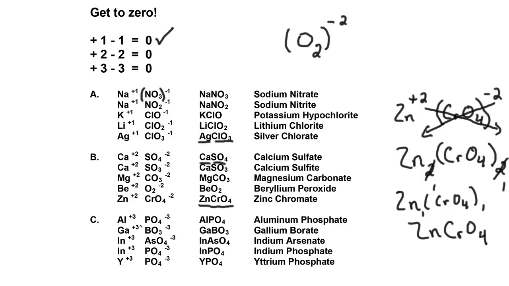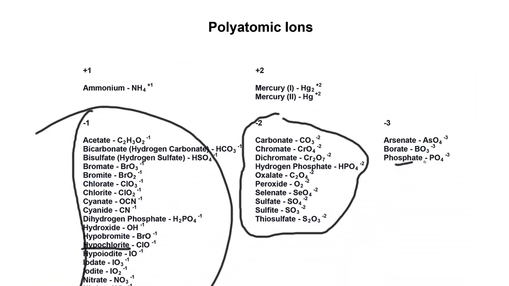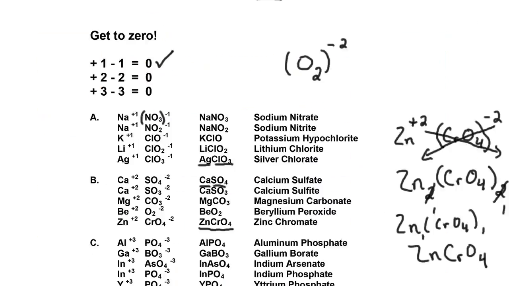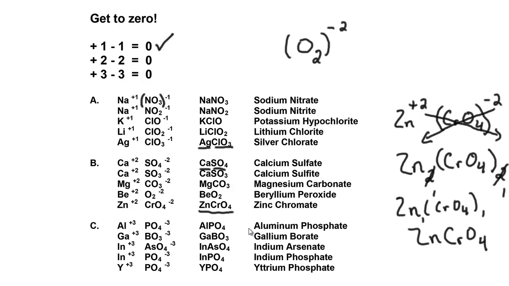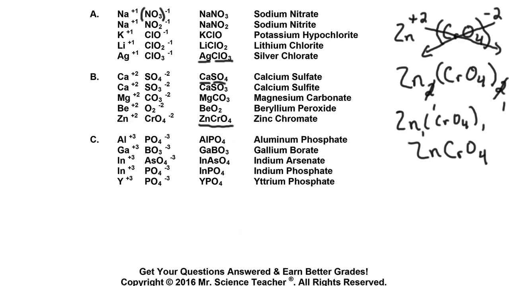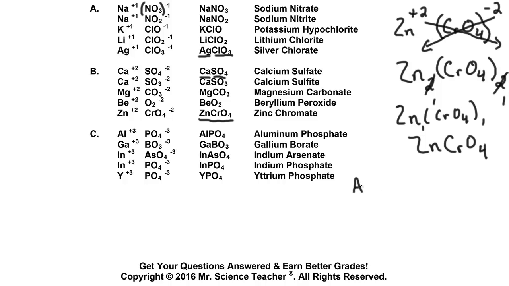Let's do it again. Let's do it on this aluminum phosphate. Aluminum +3 ion, phosphate, PO4 -3 ion. Again, don't forget that polyatomic ion table right there. Phosphate, PO4, -3 charge. All right, so aluminum phosphate. Let's write that out. Aluminum is a +3. Phosphate is PO4. This whole thing is a -3.